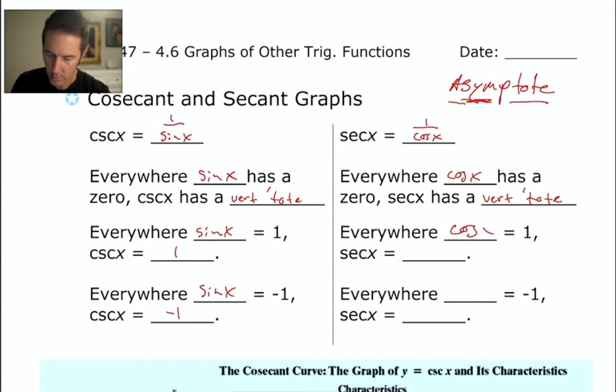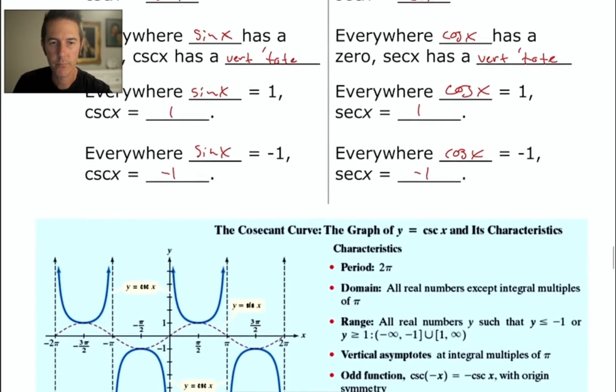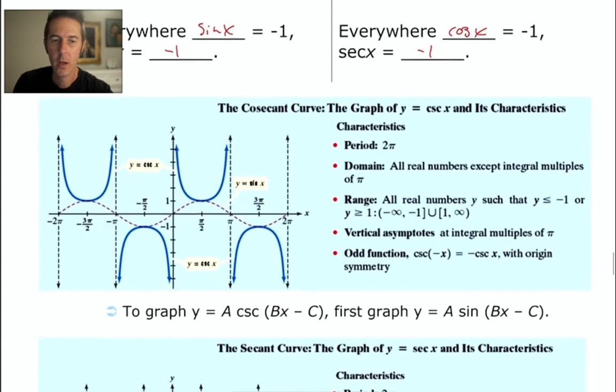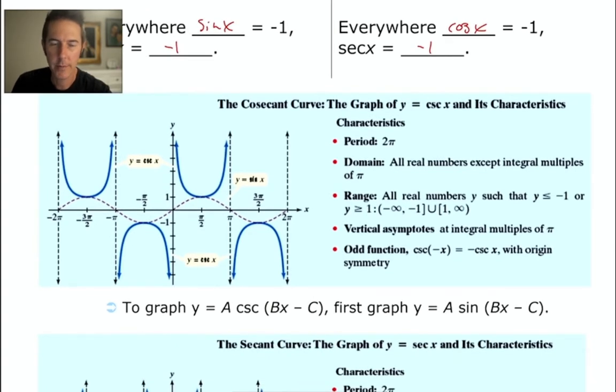Everywhere cosine is equal to 1, secant's equal to 1. Everywhere cosine of x is equal to -1, secant's equal to -1. There we go, okay. Oh, I'm so glad we didn't have to graph that ourselves. Look at this thing. Let's look at some highlights of what's going on here.